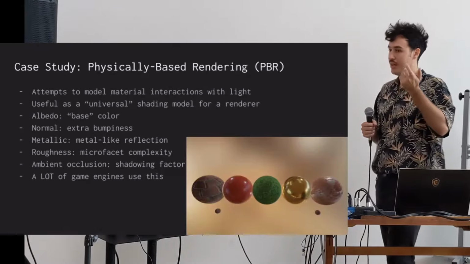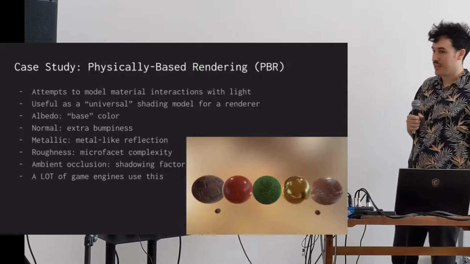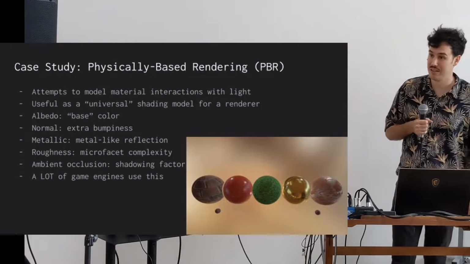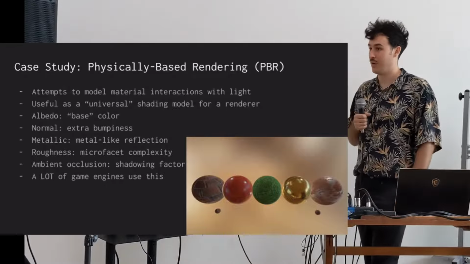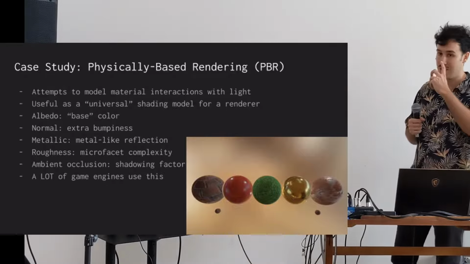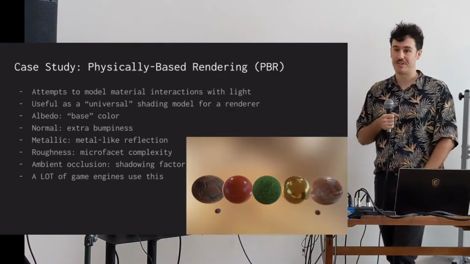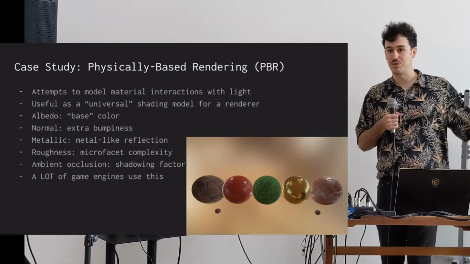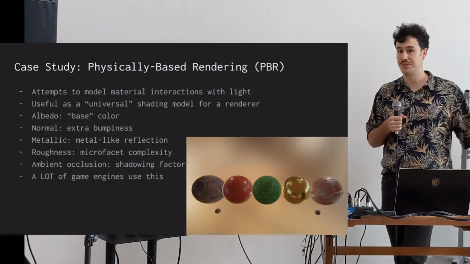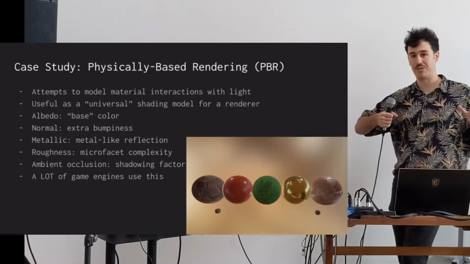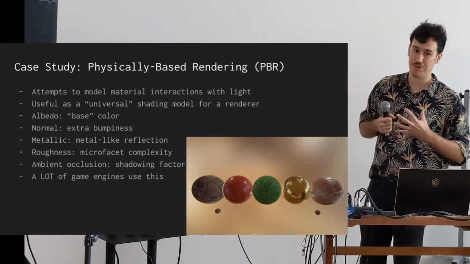So on that note, physically based rendering is a shading model that was actually developed by Pixar for their movies. What it attempts to do is model the material interactions with the light in a universal way. So instead of having to write 10 million shaders for all these different materials and surfaces that you're trying to model, you have one mathematical model that bundles all of those things together into a shading model.